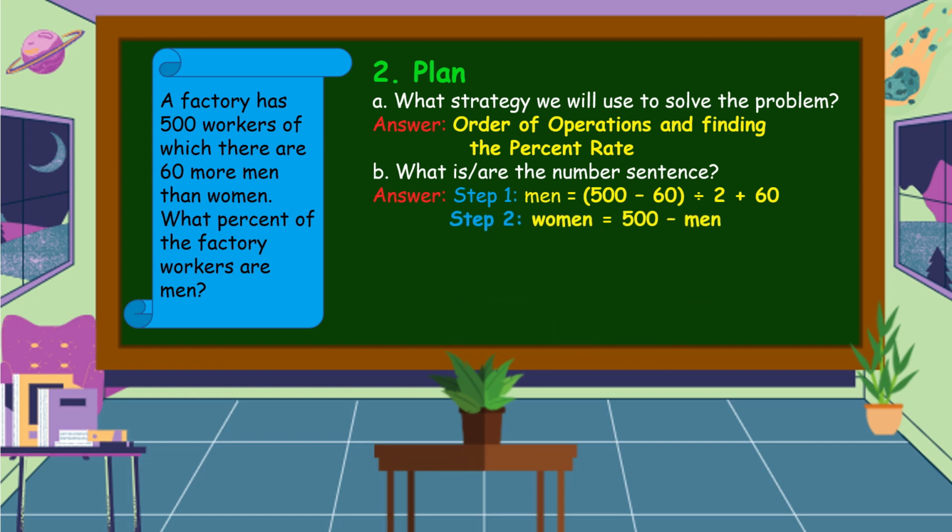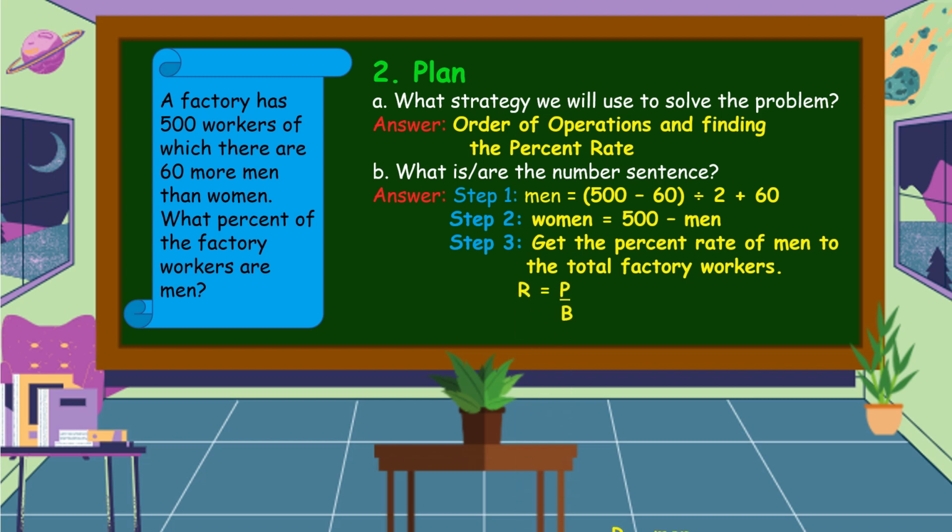Okay, na step 2. Paano natin malaman kung ilan naman ang women? So, syempre, pag nakuha na natin yung number of men, ngayon naman, 500 dun sa total workers minus men, ang sagot dun ay for the women. So, for step 3, get the percent rate of men to the total factory workers. So, number of men ang kailangan natin dito over 500. So, gagamitin natin yung ating formula na rate is equal to percentage divided by base, which is our percentage is the men over 500.